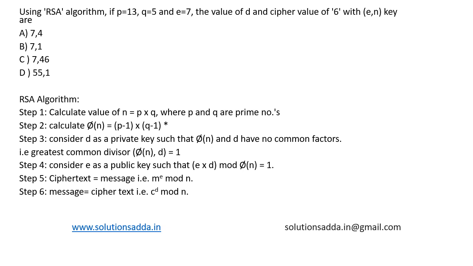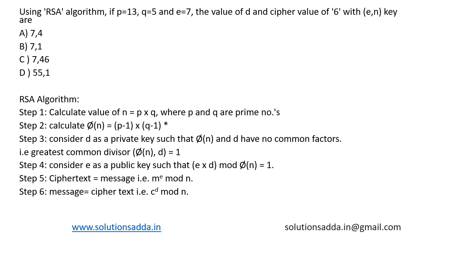Now we create the cipher text, let M be the message, M raised to E mod n, and the deciphered text or the original message is calculated from the cipher text. Let's denote it as C raised to D mod n. This is the basic RSA algorithm.